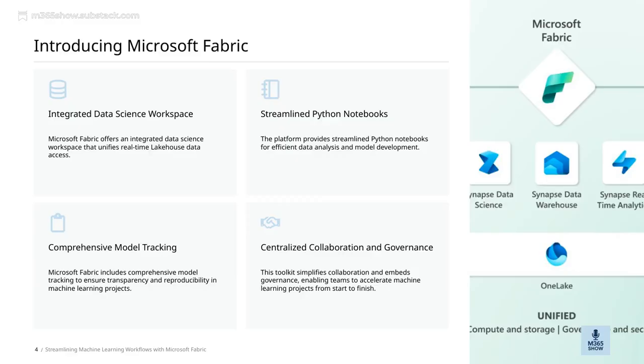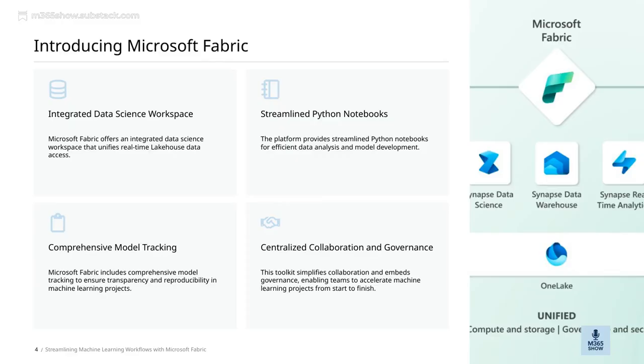One of the key features is centralized collaboration and governance. Microsoft Fabric offers comprehensive model tracking, which is crucial for maintaining transparency and ensuring reproducibility. When you're working on complex machine learning projects, being able to track your models and their versions helps keep everything organized and verifiable.